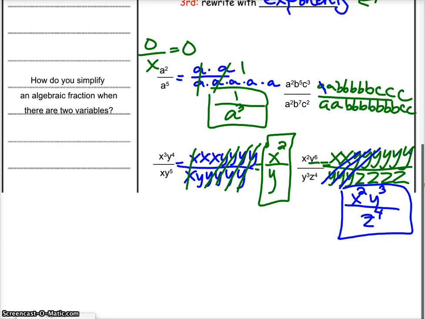Cross out, cross, cross. Okay. Cross, cross, cross, cross, cross. Cross out my C's. What's left? I have a C on top and 2 B's on the bottom. C over B squared.